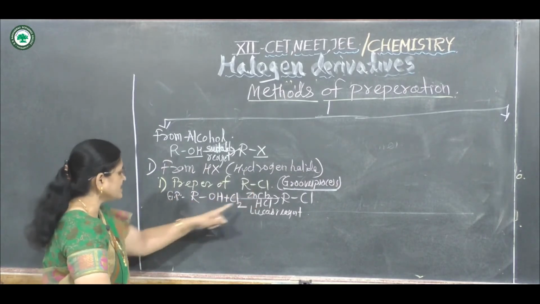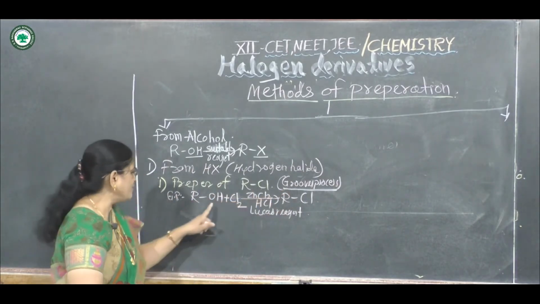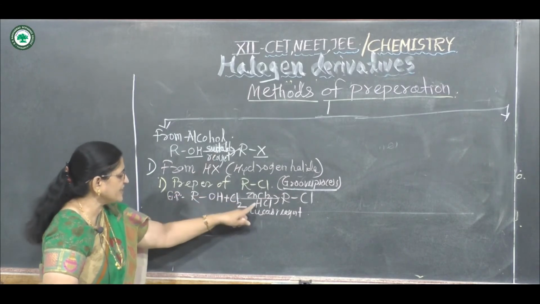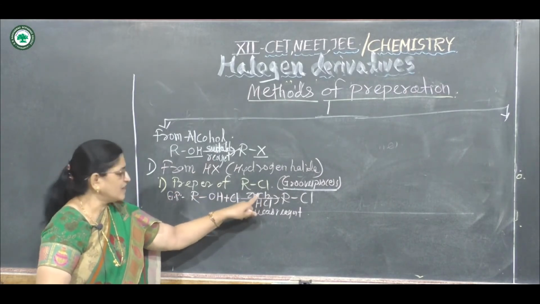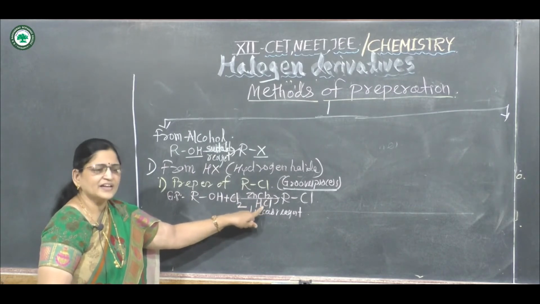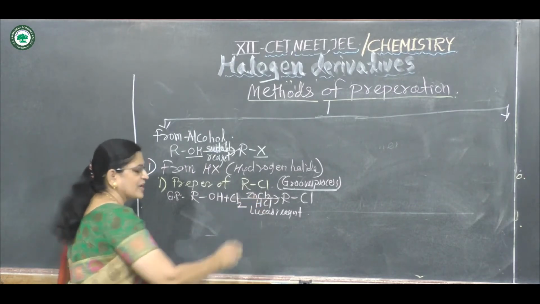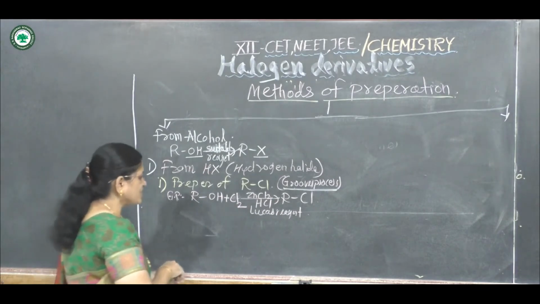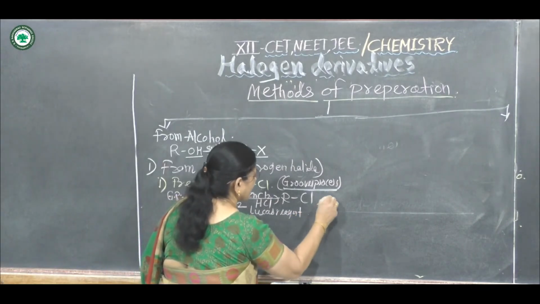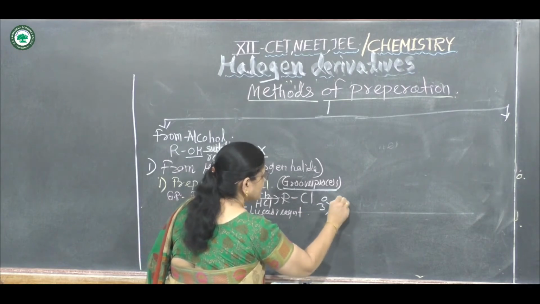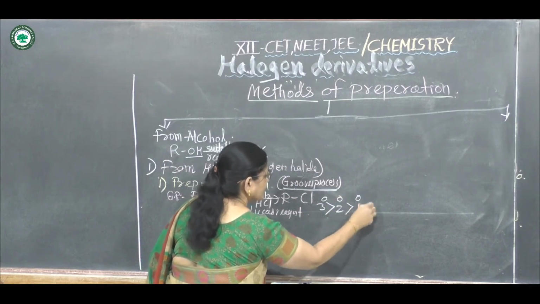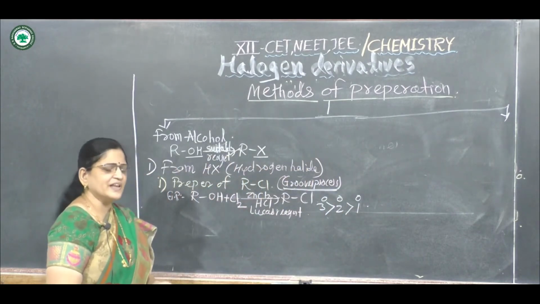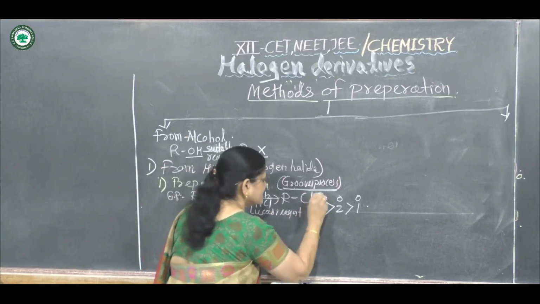By which process? Groove's process. And which reagent is required here? Anhydrous zinc chloride and HCl. Then the order of reactivity in this reaction is tertiary alkyl halide is greater than secondary alkyl halide is greater than primary alkyl halide.